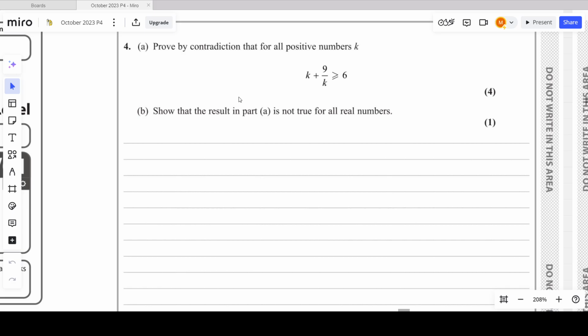Okay, so let's start with the first question, part A. In part A they are asking: prove by contradiction that for all positive numbers k, k plus 9 over k is greater than or equal to 6. Fine, we need to use proof by contradiction.